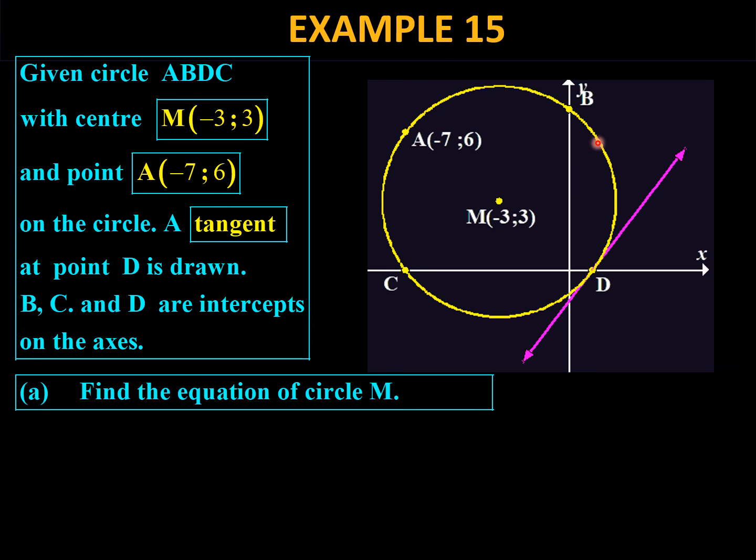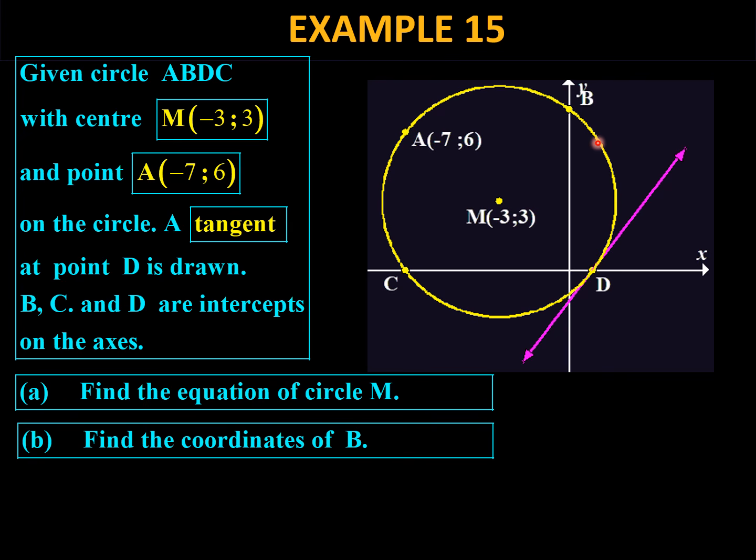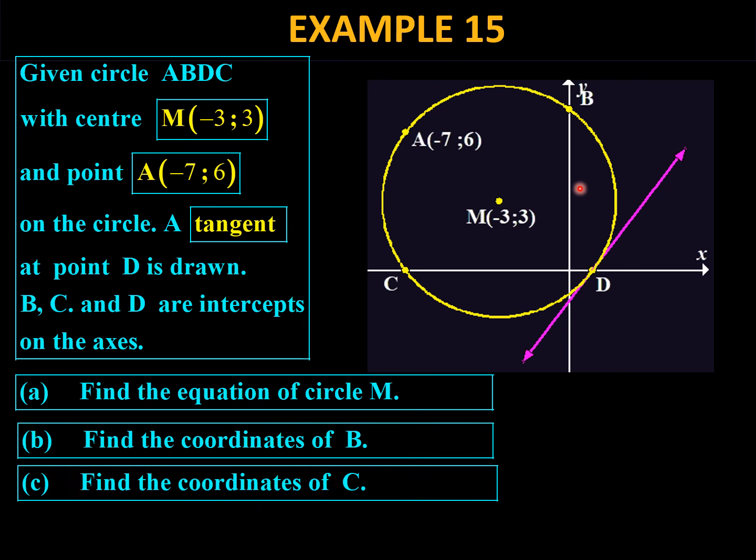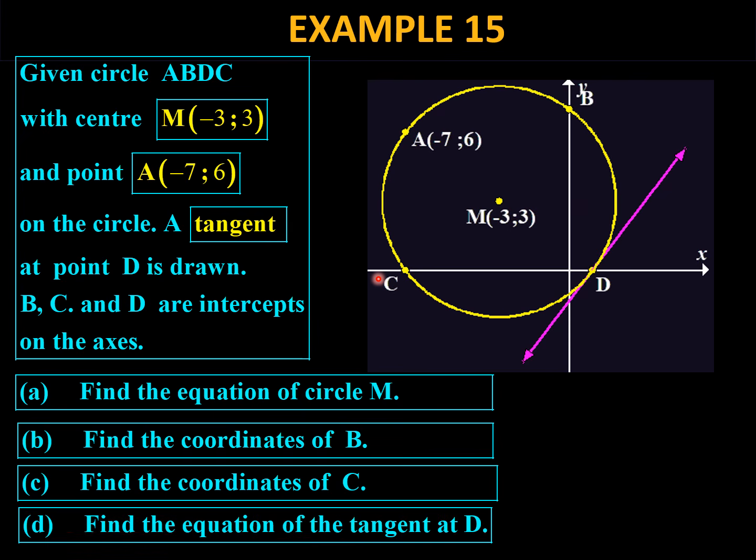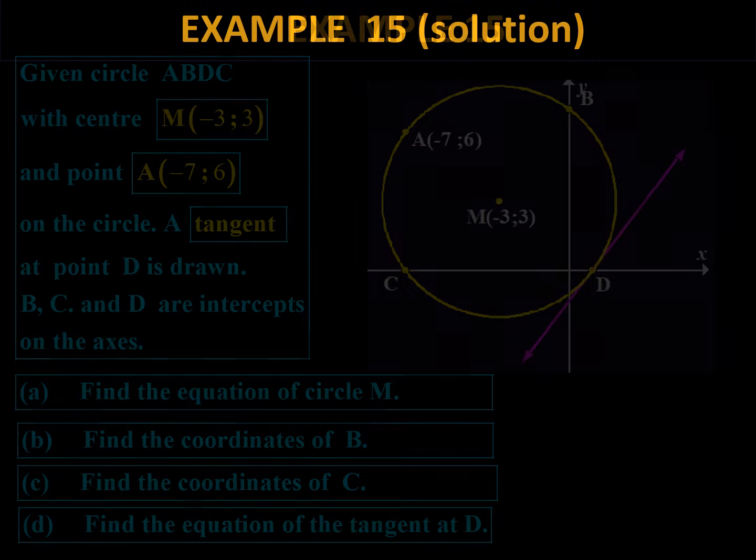Now these are the questions. Find the equation of the circle. And we have to find the coordinates of point B. And then we want the coordinates of point C. And then we want to find the coordinates of D. So always make sure that you understand the given information. I know AM is a radius and MD is a radius. I also know a radius and a tangent is, that's right, perpendicular. B is a y-intercept. I should know something about y-intercepts. C and D are x-intercepts. I also need to know something about the coordinates of x-intercepts. Now in the next slide we're going to look at our first question.